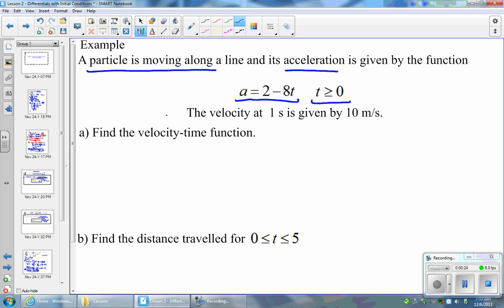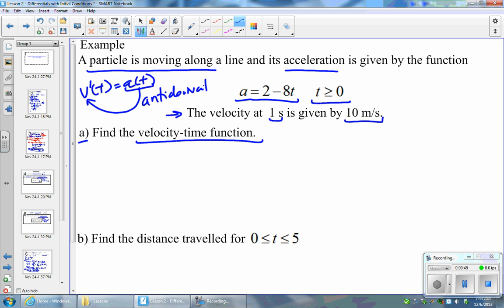They actually give you an initial condition here, and that is the velocity at 1 second is given by 10 meters per second. So the first part of this question involves finding the velocity time function. So remember this relationship here. If I take the derivative of a velocity time function, you get the acceleration function. However, we have the acceleration function and we want to go the opposite direction of a derivative, which we have called an antiderivative or the integral.